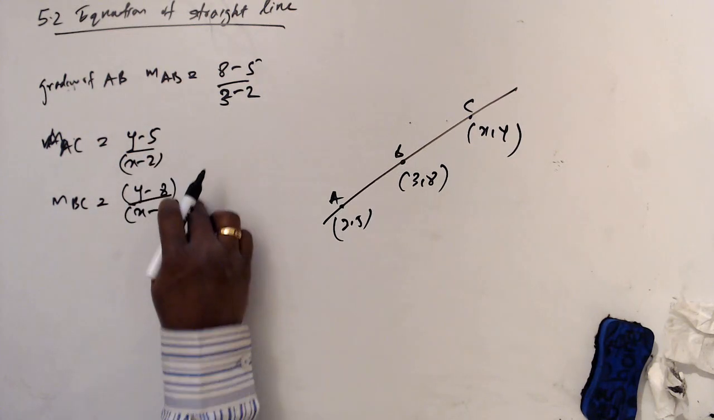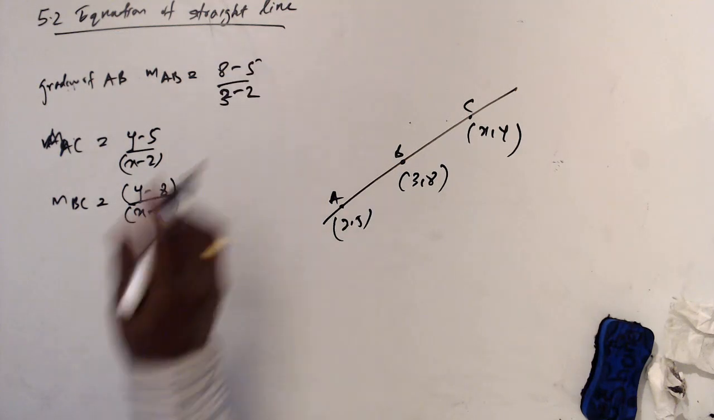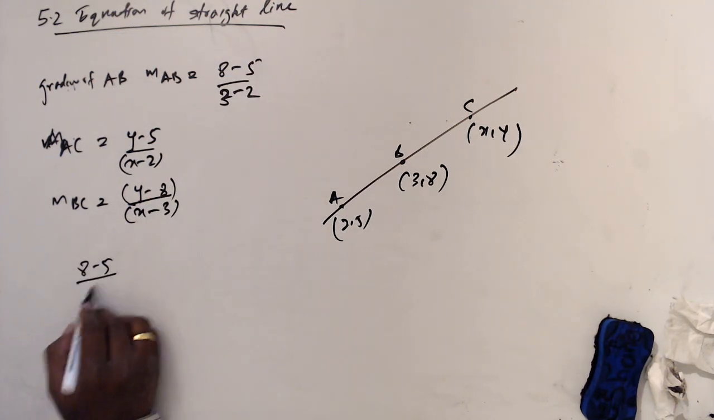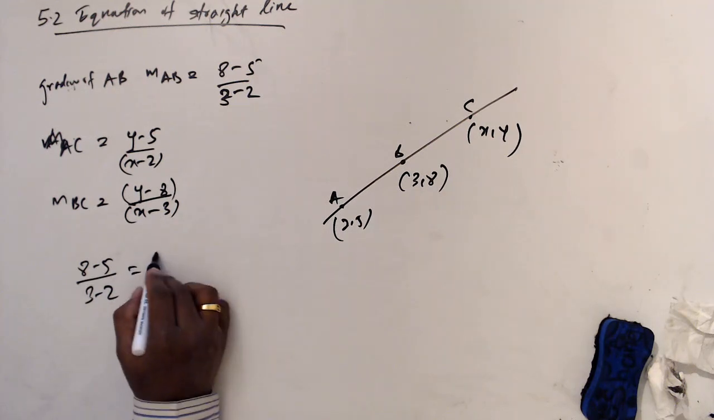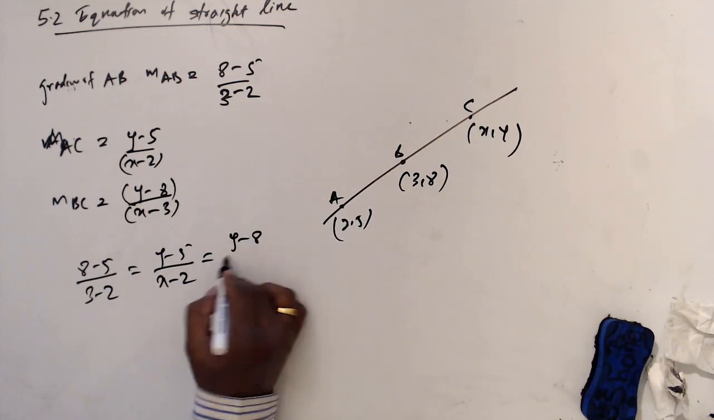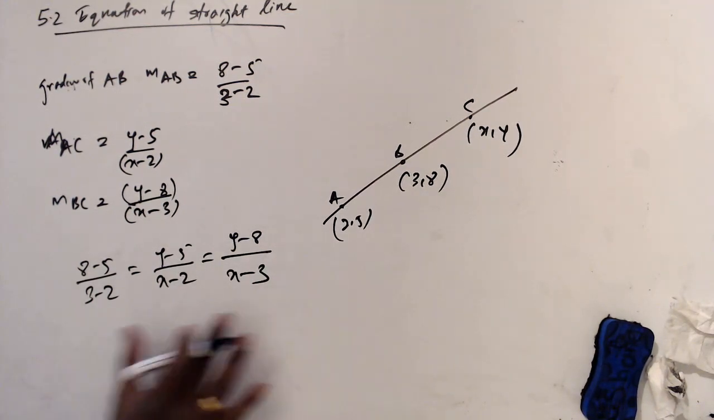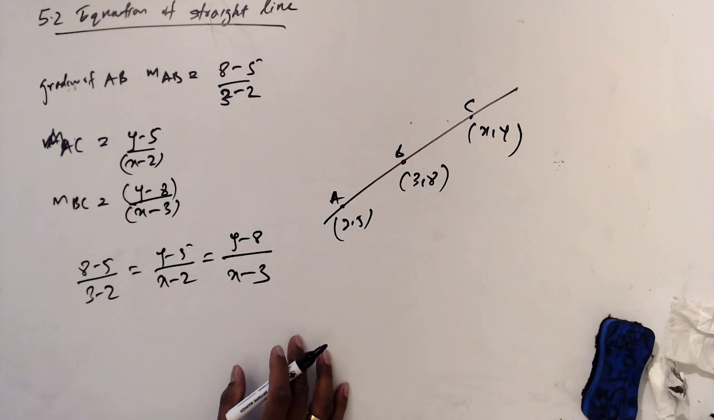So I found the gradient three ways. So they all are equal. 8 minus 5 over 3 minus 2, y minus 5 over x minus 2, y minus 8 over x minus 3. You can pick any two. You will get the same equation.